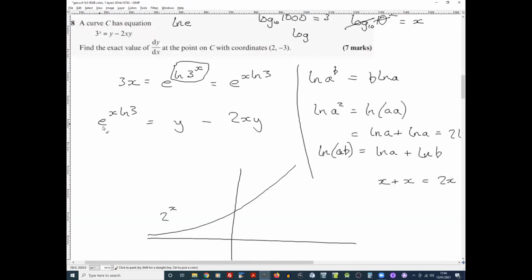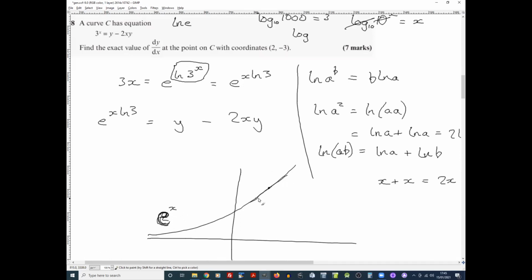But e is the special number which, for an exponential graph like 2 to the x, 3 to the x, is its own derivative function. It is its own gradient. So when you look at e to the x, as opposed to just anything to the x, at any point, what's the gradient going to be at that point there?